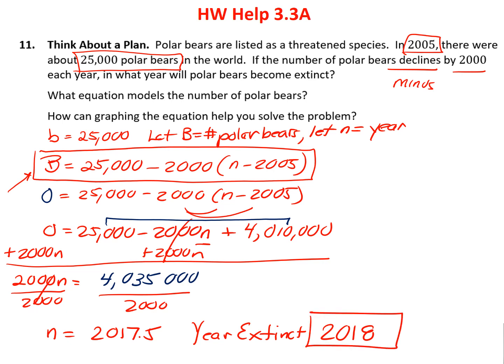How could graphing help you solve this? Well, if you graphed it, you would start with 25,000, and you could start doing it and graphing, and you could just look, and then you'd be looking for what's the point where it goes to 0 here. And that's how graphing could help you solve that.